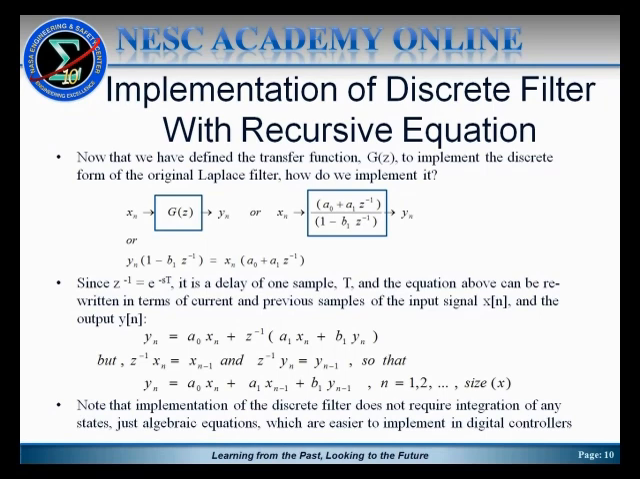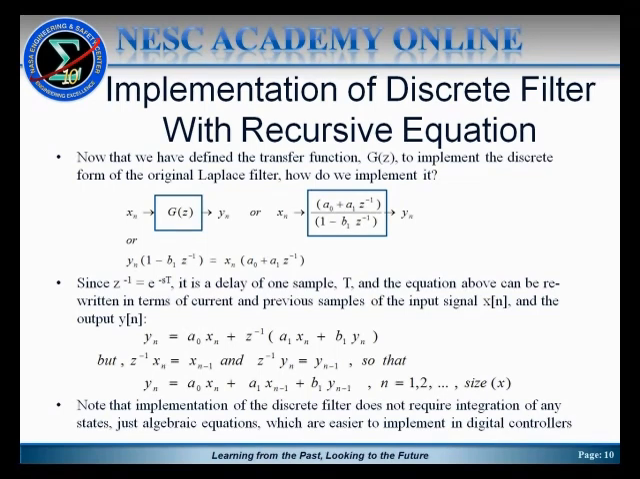in the numerator and denominator, then rearranging, we could rewrite that as y sub n times 1 minus b1 z inverse equals x sub n times a0 plus a1 z inverse. Now again, since z inverse equals e to the minus st, as we described earlier, it's basically nothing more than just a delay of one sample t. So this equation above can be rewritten in terms of the current and previous samples of the input signal x sub n and the output y sub n.